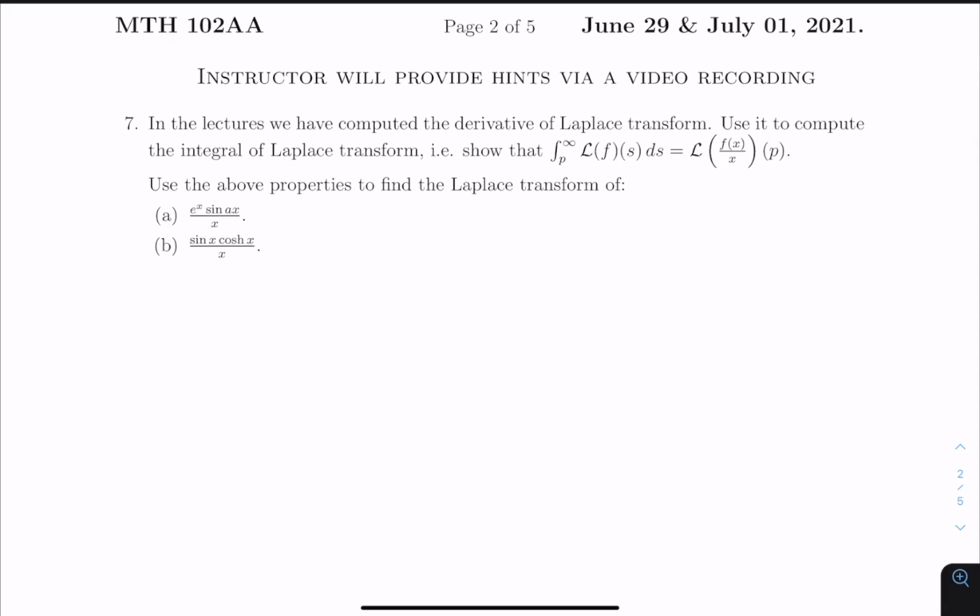In the 7th problem, what it is saying is that in the lectures we have computed the derivative of Laplace transform. Now in this exercise problem we need to compute the integral of Laplace transform. So we have to show that the integral of Laplace transform is the Laplace transform of f. You have seen that the derivative of Laplace transform is the Laplace transform of the function multiplied by polynomials. In this case, the integral is the Laplace transform of the function, which is again multiplied by polynomials of negative degree.